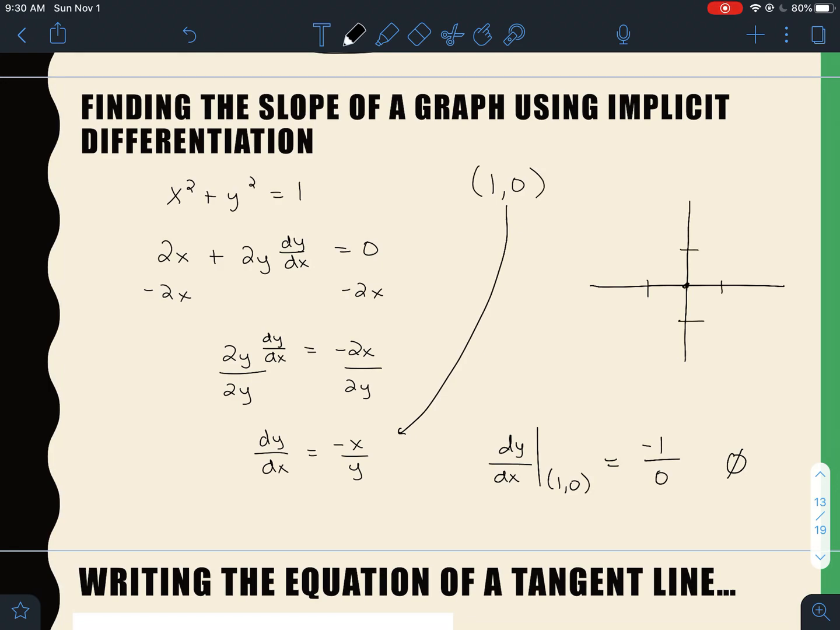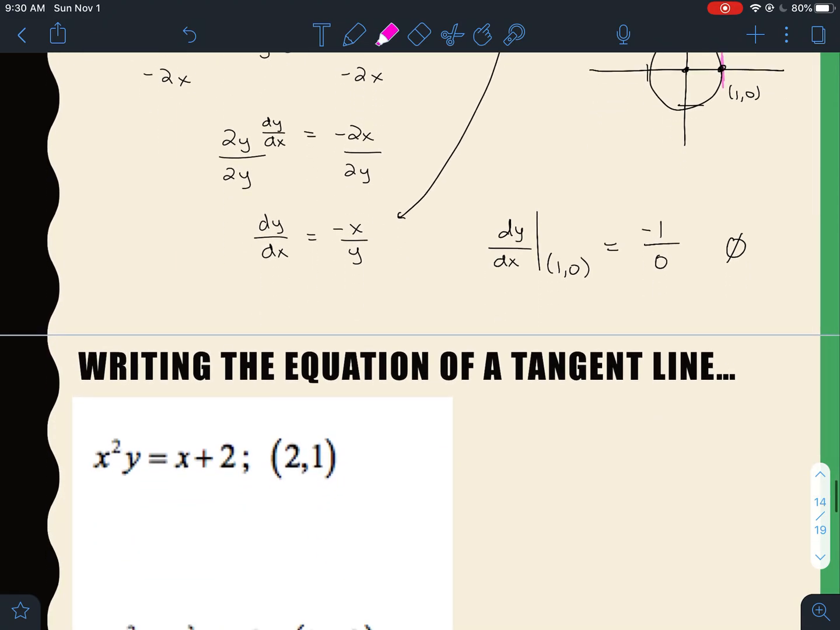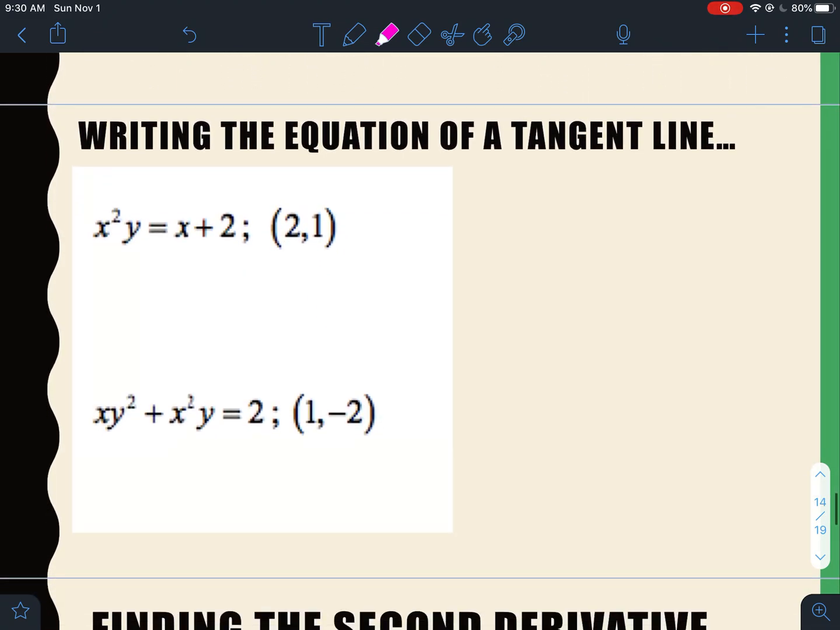Does that make sense? Well, this is a circle with the center at (0, 0), and its radius is 1. So we would go up 1 over 1, and at the point (1, 0), we're right here. And if I drew in a tangent line, it'd be a vertical line. And the slope of a vertical line doesn't exist. So it looks like we did that right.